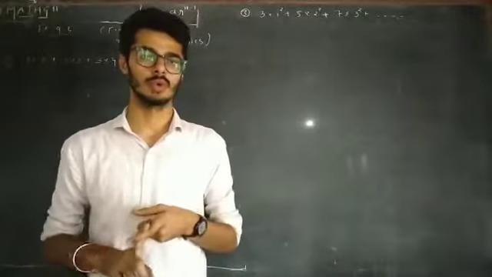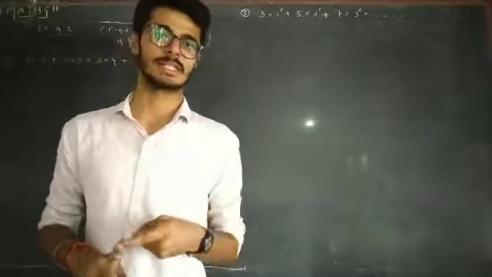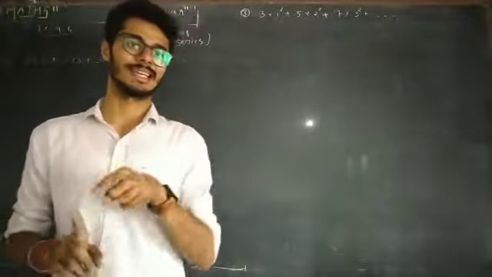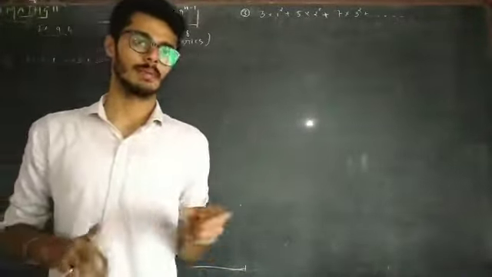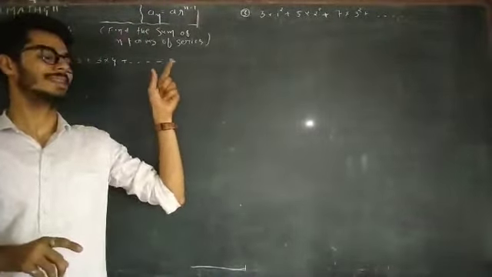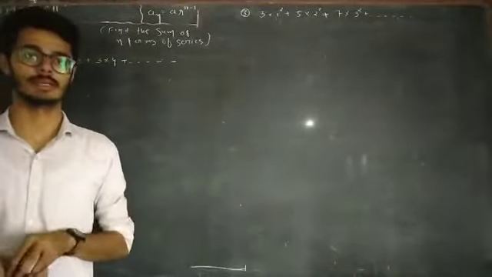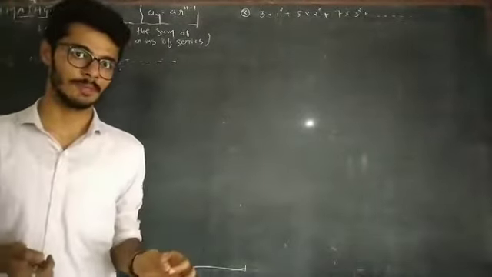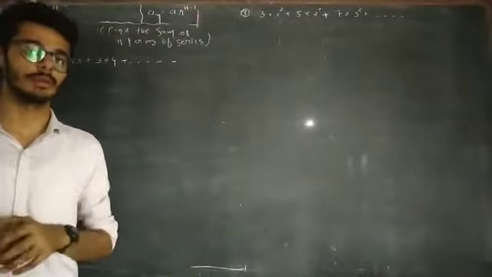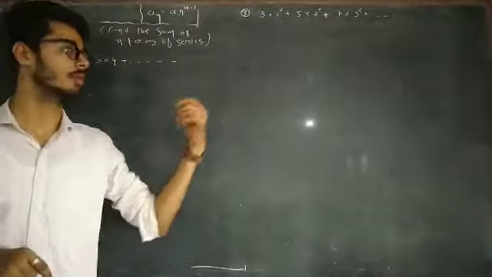Summation 1 is equal to n, summation k is equal to n into n plus 1 by 2. Summation k square is n into n plus 1 into 2n plus 1 by 6. Summation k cube is n square into n plus 1 whole square divided by 4. Sometimes in this exercise there are two patterns of sums. Sometimes the nth term is given and we have to find the sum of n terms, but sometimes the nth term is not given. So first of all we have to find the nth term, that is an, and then we go for the sum.